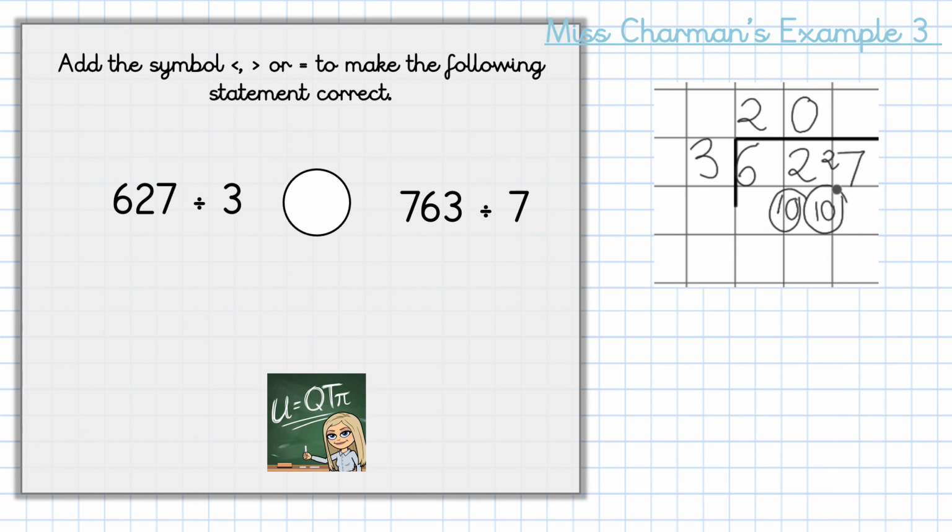Because I know my 9 times table, I know that there are 9 3s in 27 because I know that 9, 18, 27, because 9 times 3 is 27. This means the answer to 627 divided by 3 is 209.